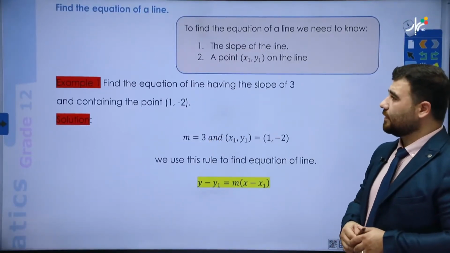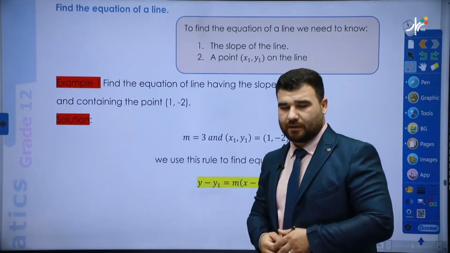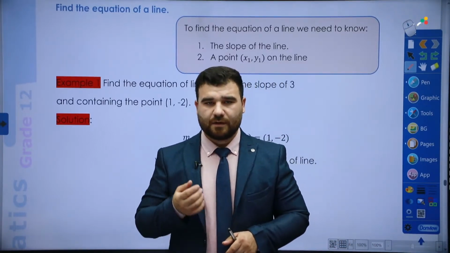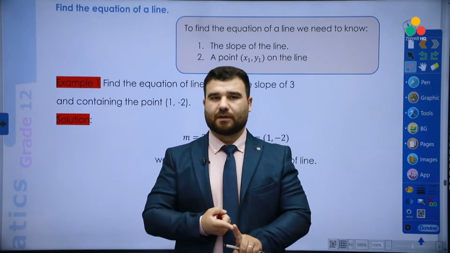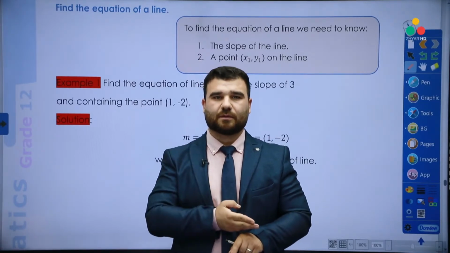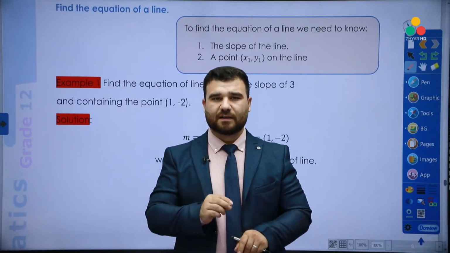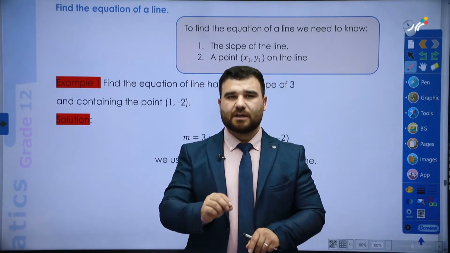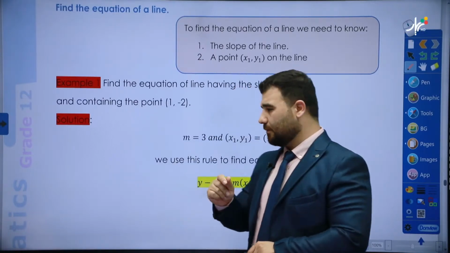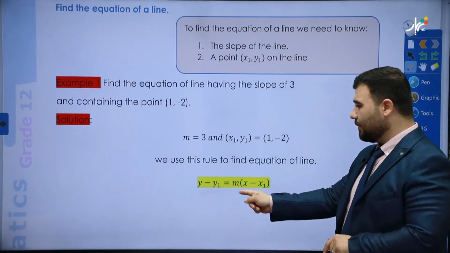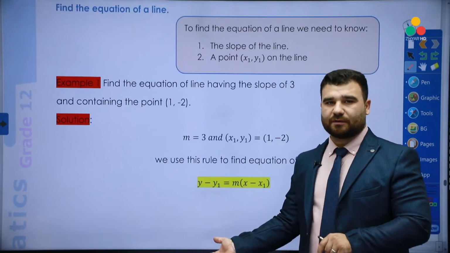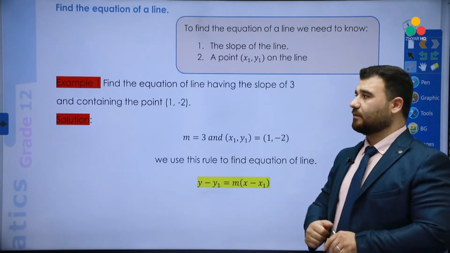Find the equation of a line. To find the equation of a line, there are two components that are very, very important. The first one is the slope of the line. The second one is a point that the line passes through. Always when you see find equation of the line, search for slope, point. If we know them, we write them both in the rule y minus y1 equals m times x minus x1, then we will get the equation of the line with the given slope and the given point.